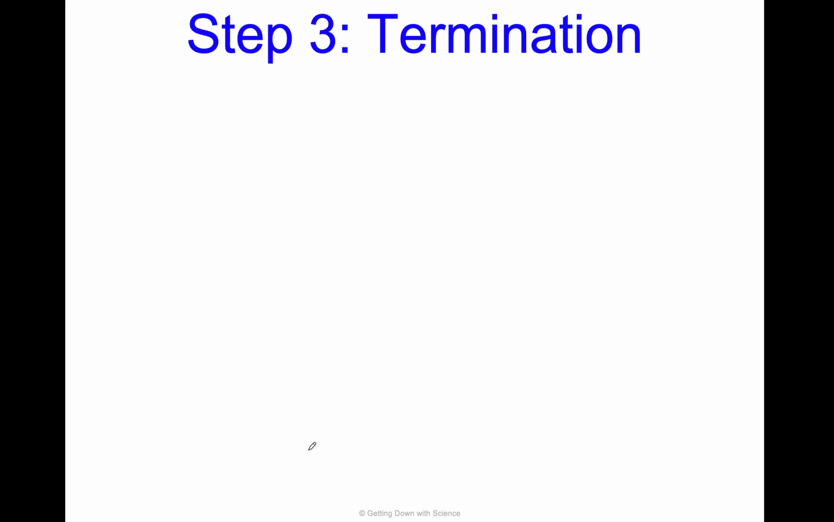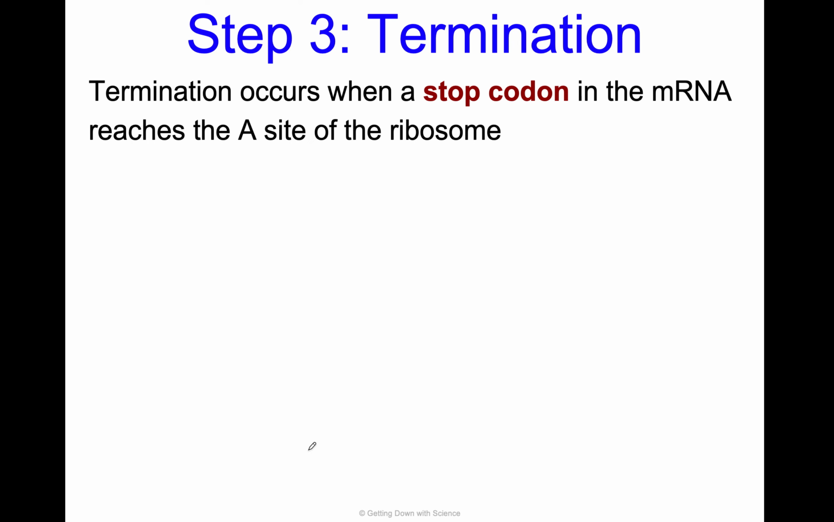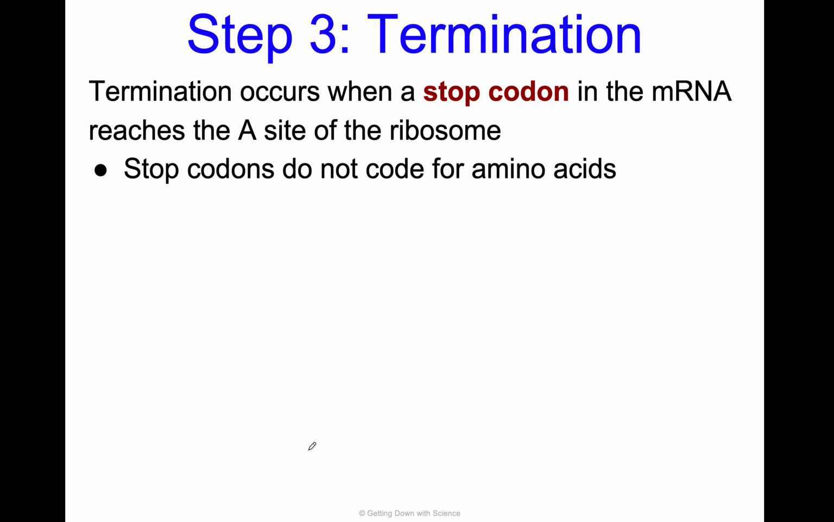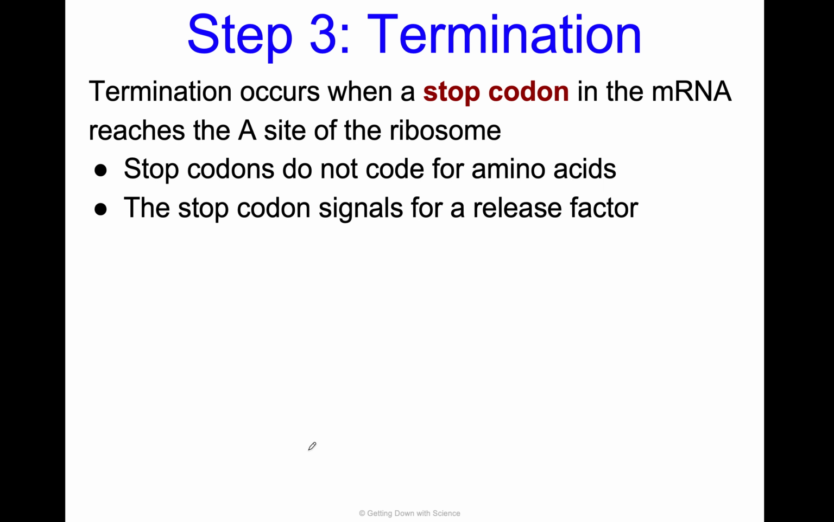And finally, we are at termination. Termination occurs when a stop codon in the mRNA reaches the A site. So we started with the start codon, we're going to stop with the stop codon. They don't code for amino acids. They signal for a release factor. So something will happen to cause the release of the mRNA molecule.